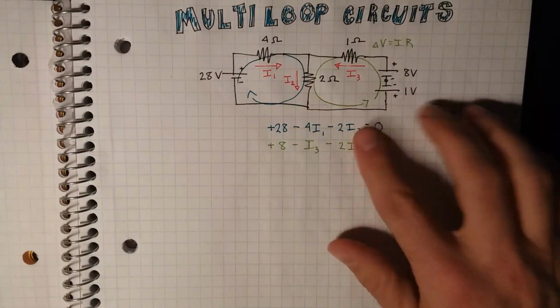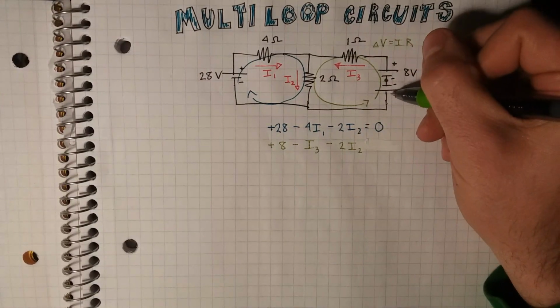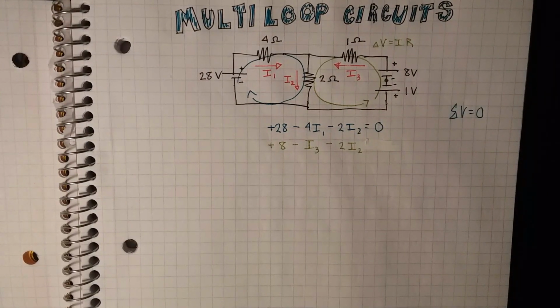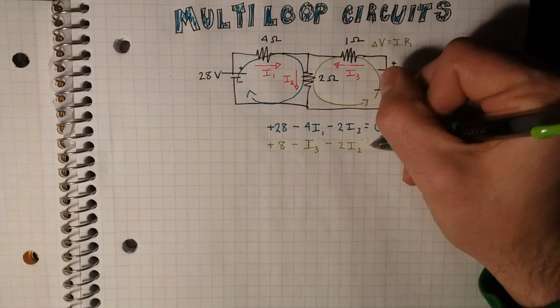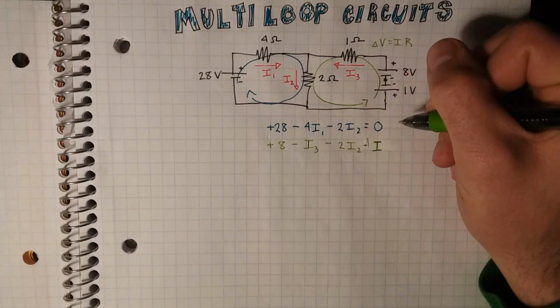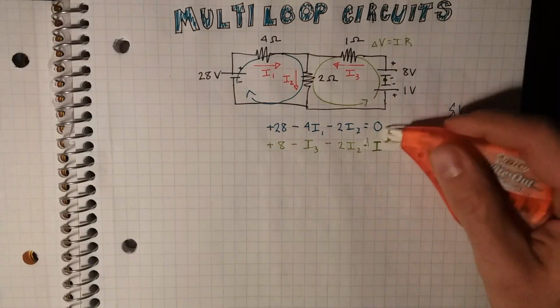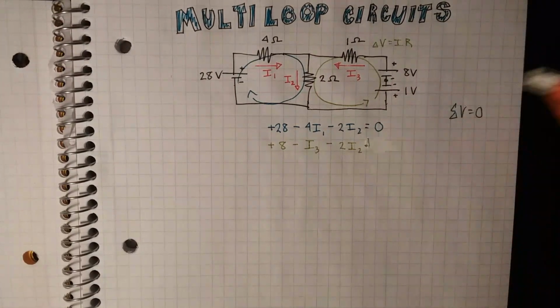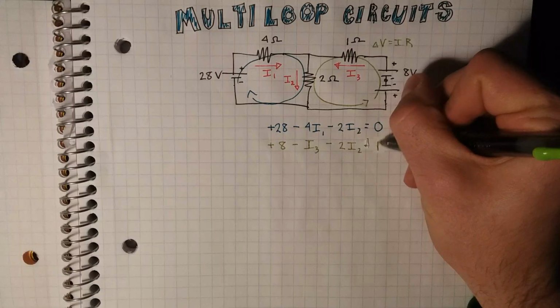Thank you to all the people that are screaming at their screens right now. I forgot about this 1 volt battery. Then we're going against it. That's going to be minus 1, not I. Ugh, I's and 1s, they look so similar. Minus 1 equals 0.